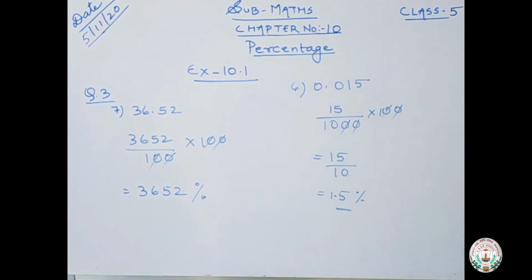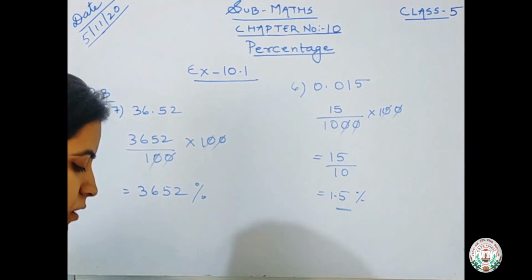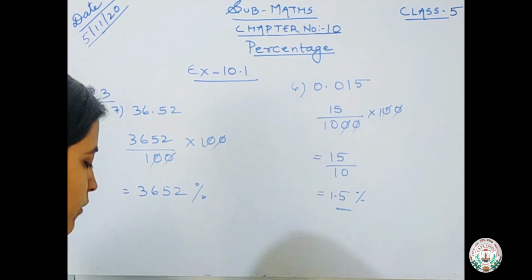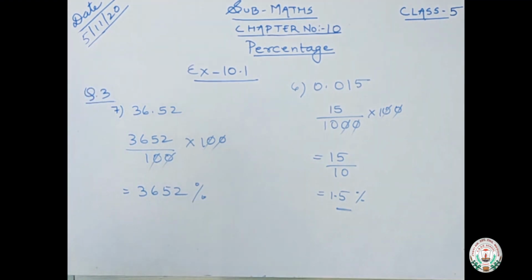Like this you will try to solve the rest of the questions. Only 3 questions are left out. With this we have completed our exercise number 10.1. First you will remove the decimal places and then you will multiply it by 100.